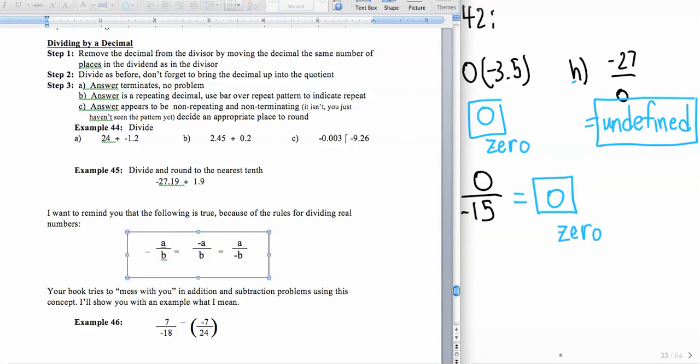That's just the rules of multiplication and division of integers or of real numbers. So with that, we'll come back in our next lecture and do dividing with decimals.